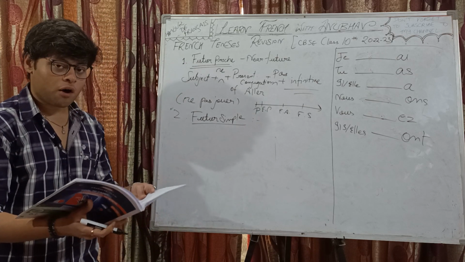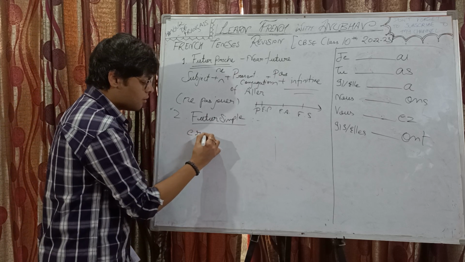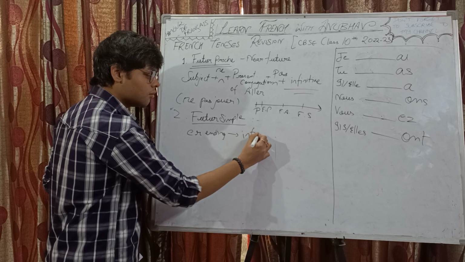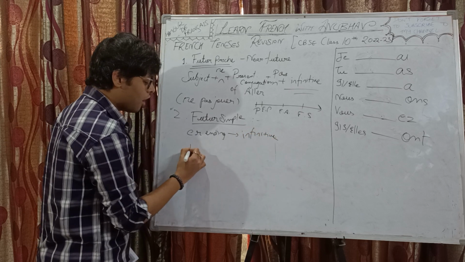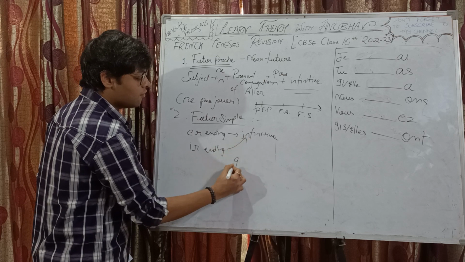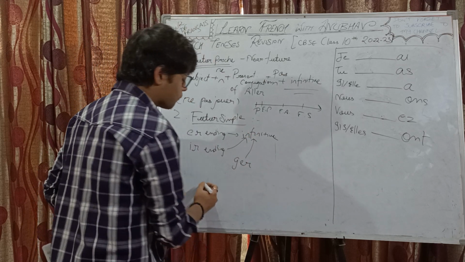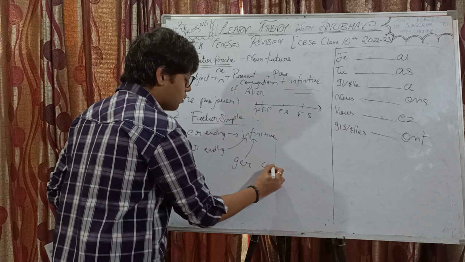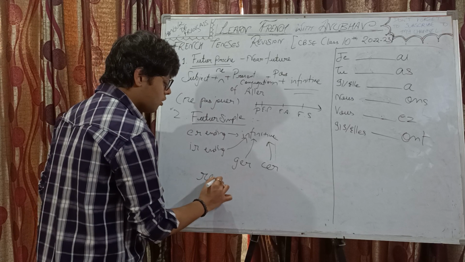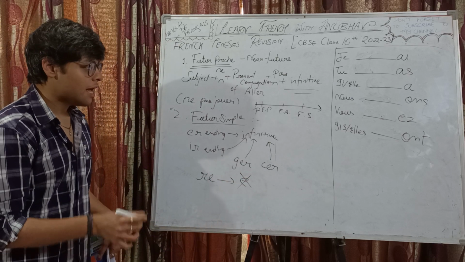And now how to form the stem? For an ER ending verb, it's the infinitive. For an IR ending verb, it's again the infinitive. For GER, again the infinitive. For CER, again the infinitive. For an RE ending verb, you will drop the last E before adding the ending.